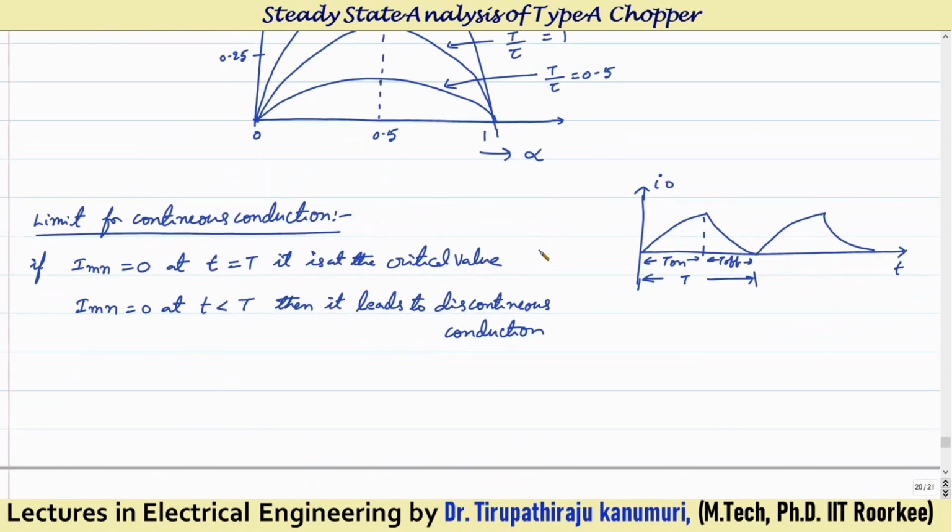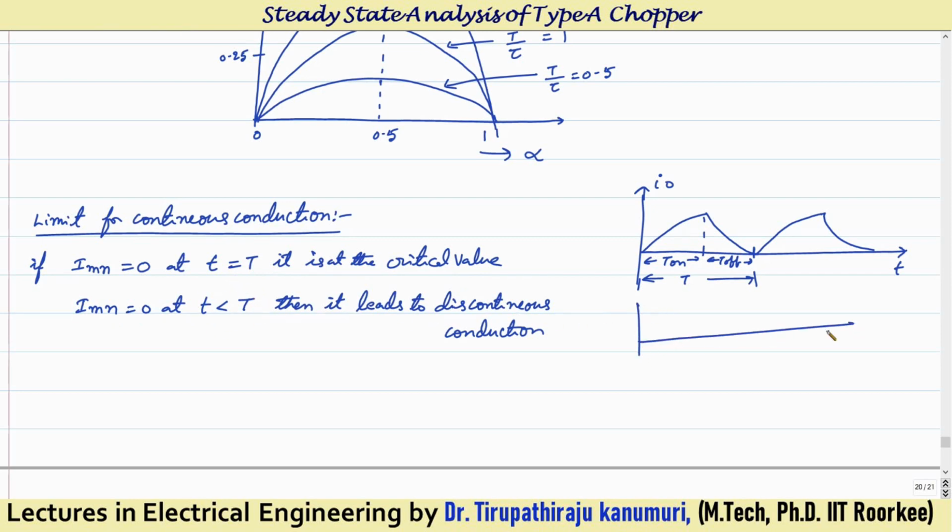Now let us see what is the limit of the continuous conduction. Limit of the continuous conduction means you can see up to t on, then by the time t is equal to T, the total time period, if this current is reaching exactly 0, again continuous conducting, that is the limiting value. If it is not conducting up to this time T, then we call it discontinuous conduction. This is the critical point or the limiting point. So if I minimum value is equal to 0 at t is equal to T, it is at the critical value. And if I minimum value is equal to 0 for a time t less than T, then it leads to discontinuous conduction.